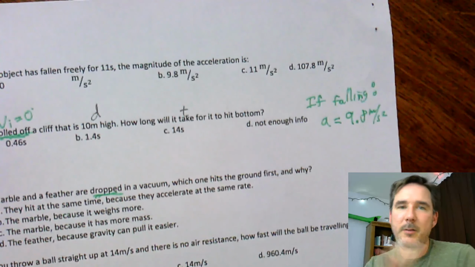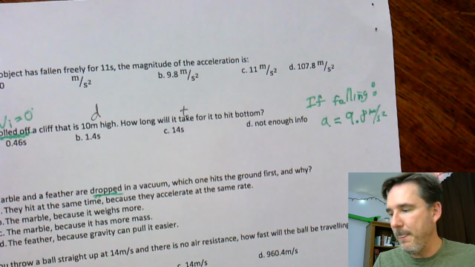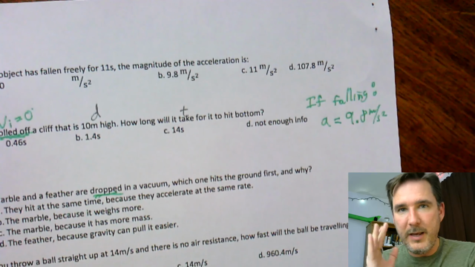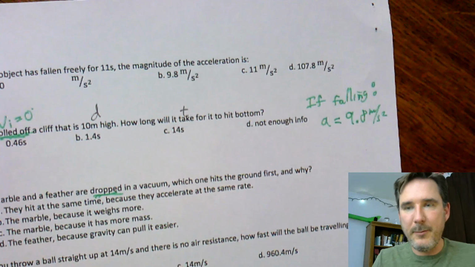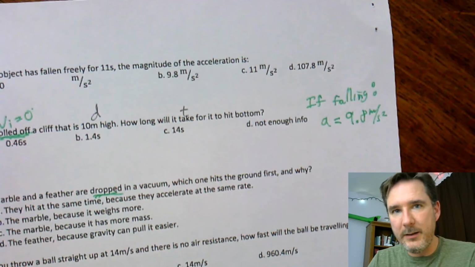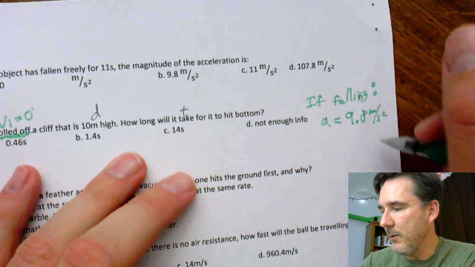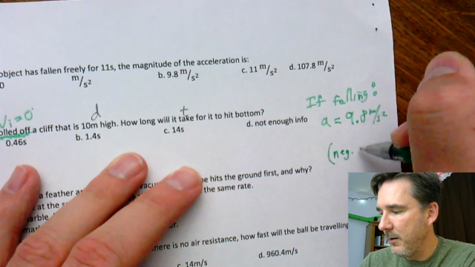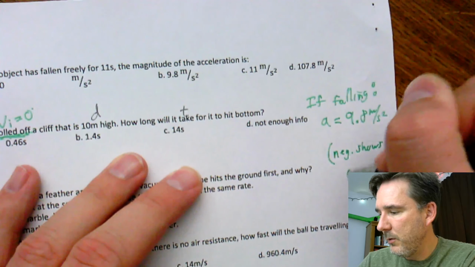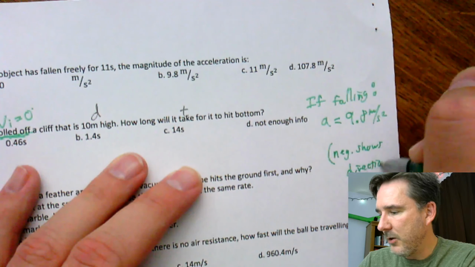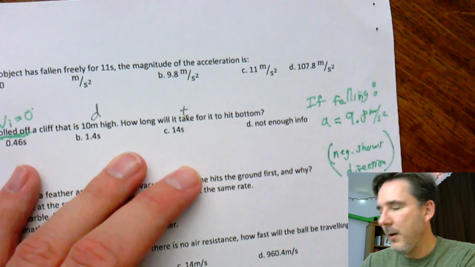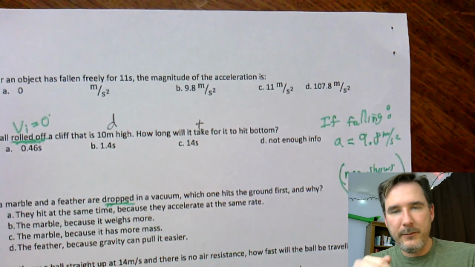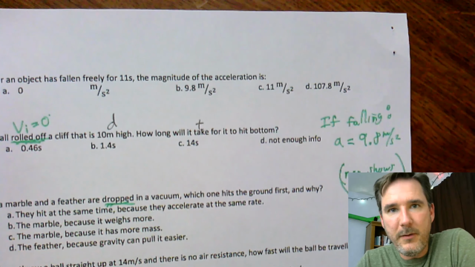Okay? And I know you might be wondering, what about that negative 9.8? What's the point of the negative? I'm just going to take a little side rabbit trail right here. What's the point of the negative? The point of a negative is to show direction. So I'm going to just say negative sign shows direction. Okay? And to simplify things for now, let's not worry about the direction of it.